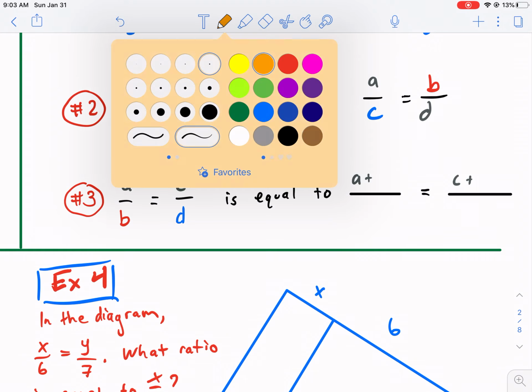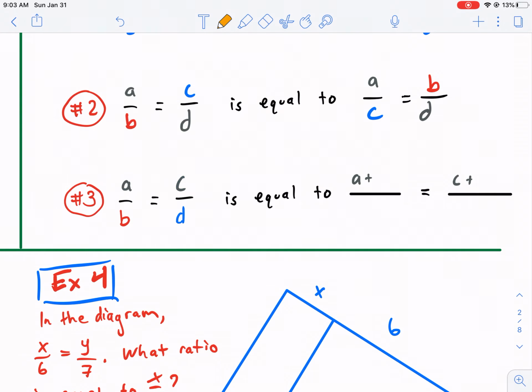Okay, we can say that, I think that's a different color, orange. We can say that, oh, that's red. Oh my goodness. Working my colors.